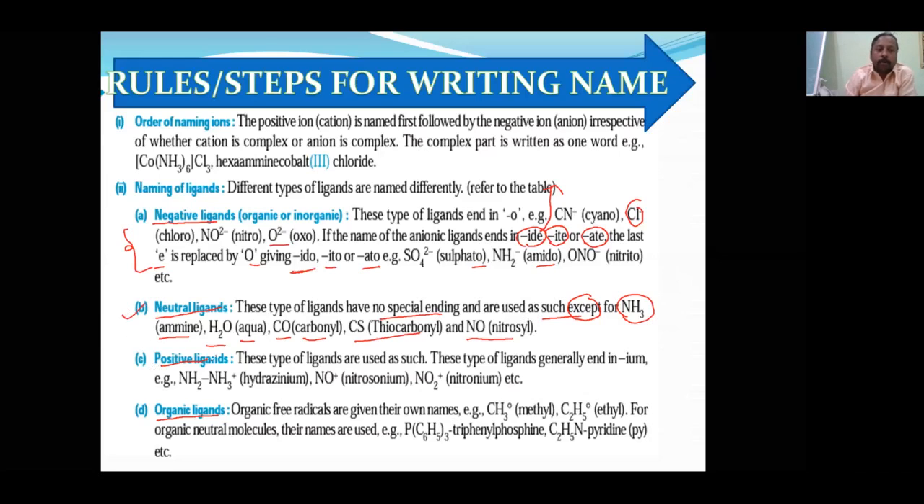Next, positive ligands. Now a positive ligand should end with IUM. So see, hydrazinium, nitrosonium, nitronium. Understood? So these are all in the table. I will share it on our group, and you can utilize those names.